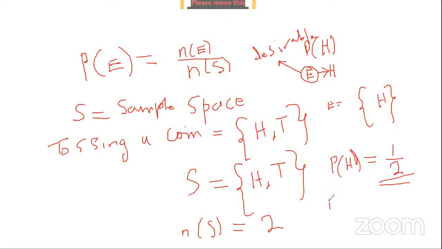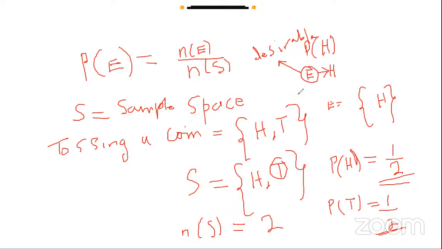So still, if we want the probability of a tail, the desirable outcome will be 1, and then the sample space will be 2. So the probability will still be a half. Okay, is that okay? Yes, teacher. Okay.